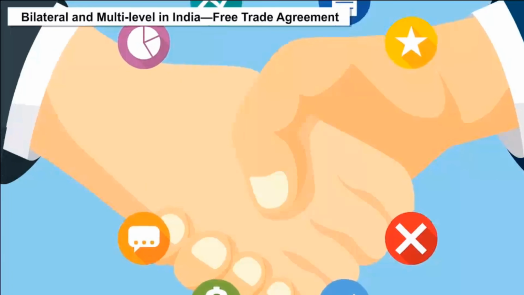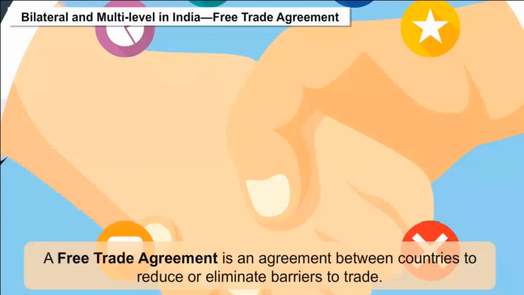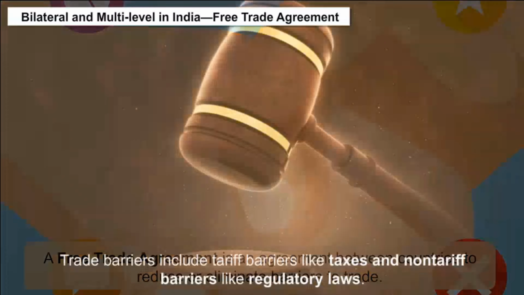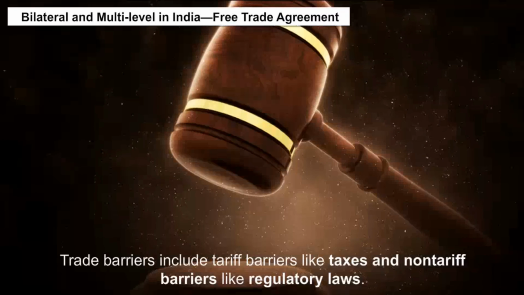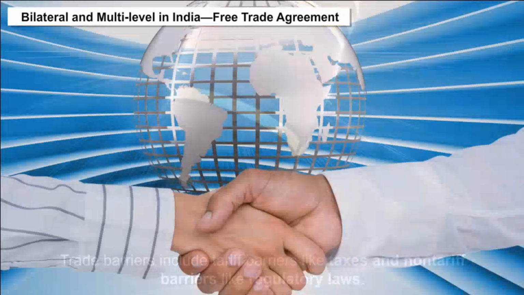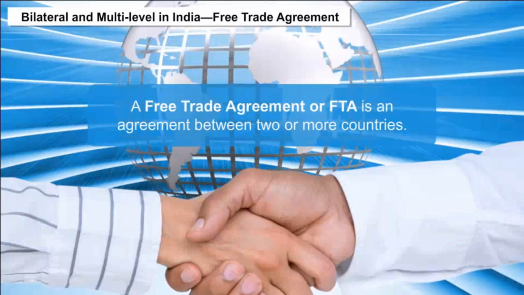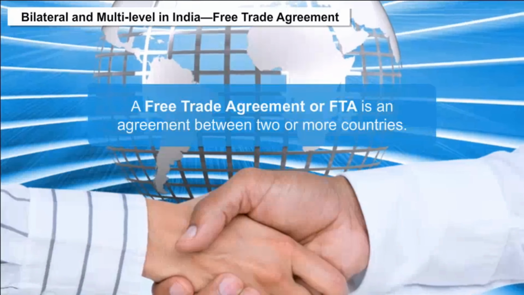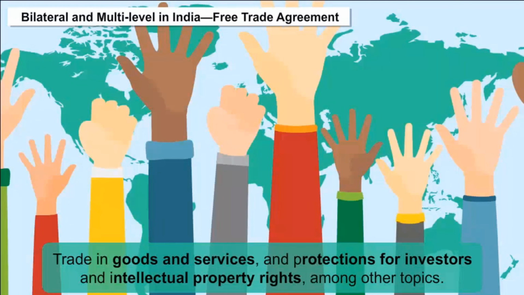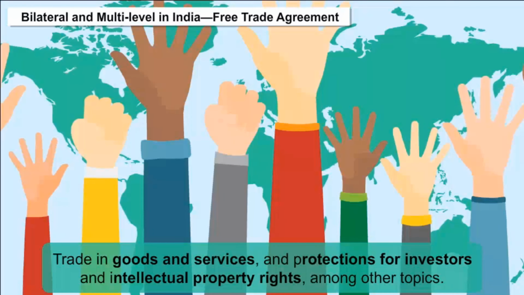Free trade agreement. A free trade agreement is an agreement between countries to reduce or eliminate barriers to trade. Trade barriers include tariff barriers like taxes and non-tariff barriers like regulatory laws. A free trade agreement, or FTA, is an agreement between two or more countries where the countries agree on certain obligations that affect trade in goods and services and protections for investors and intellectual property rights, among other topics.